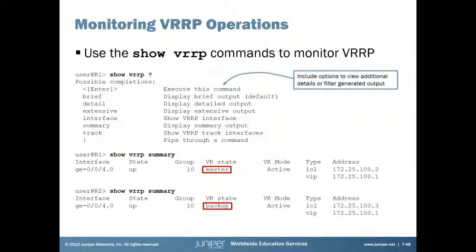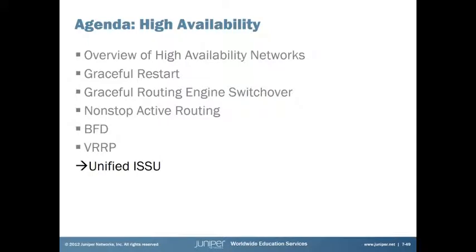And this is how we monitor the operations. So we can look at a bunch of different commands there. Show VRRP summary. We can see R1 is the master, and we can see also that R2 is the backup in that particular instance. Okay, so that was VRRP there.